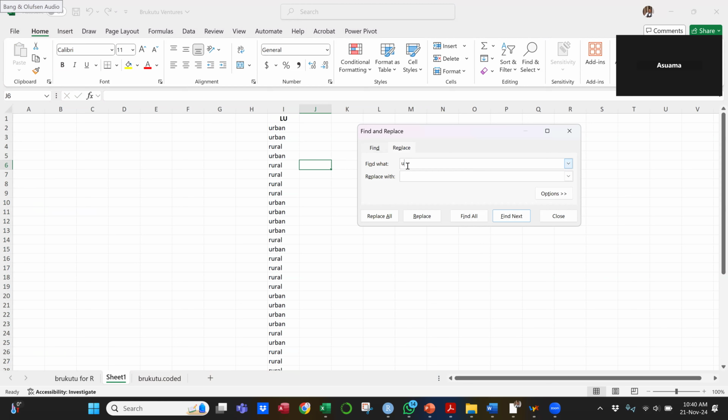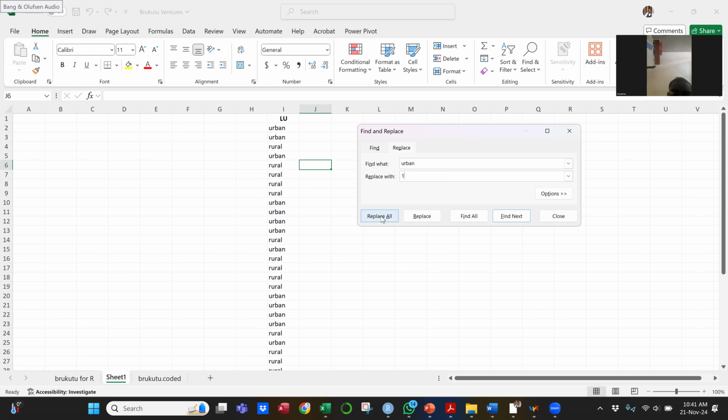Type A-U-R-B-A-N, urban. So whatever you see urban, you're going to replace it with 1. So you type 1. You see, urban 1. Now check this column here. The moment I click replace all, everything urban will be replaced by 1. So you have dummy coded it. That is what it means. So watch it here. It's going to change.